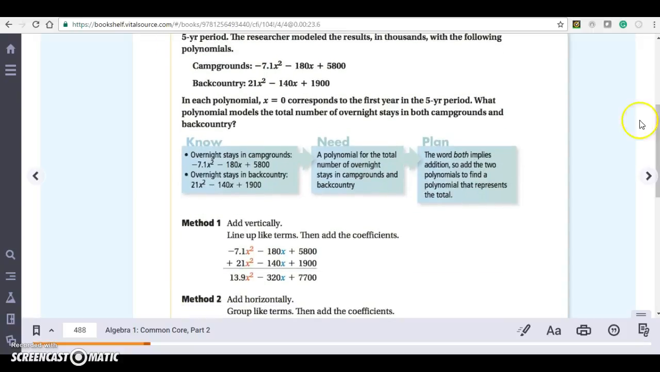So I'm going to take these two polynomials and add them. One way to do it is to add them vertically, or to line up the like terms. So here I have negative 7.1 and 21, and my x squareds are lined up, my x's are lined up, and my constant terms are lined up. So if I add them, I get 13.9x squared minus 320x plus 7,700.